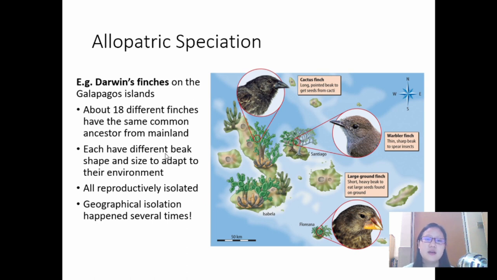This means that maybe at some point, long, long time ago, geographical isolation has not only happened once, but several times, giving rise to many different species with different sizes of beak, which adapted to different environments. So you can see here, for example, a long pointed beak would be great to get seeds from a cacti. So this is a cactus finch. For the warbler finch, a thin sharp beak to spear insects, very gross. And you can see here, a large ground finch would have a short heavy beak to eat large seeds found on the ground. So different birds here, different sizes of beak, different shape to adapt to different environments on different islands. It's pretty cool.